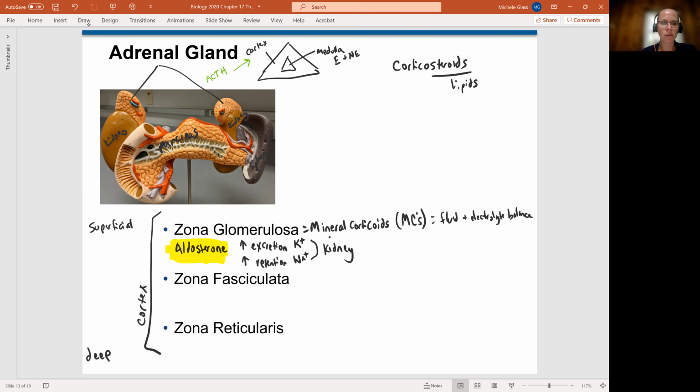When we look at the middle layer of the cortex, the zona fasciculata, we're going to see that this layer is releasing what we collectively talk about as glucocorticoids. And we can abbreviate our glucocorticoids as capital GC and then apostrophe S. And here what we see happening a lot of times is that this is going to inhibit tissue building. We see that these hormones are going to be involved in like breaking down our stored nutrients.